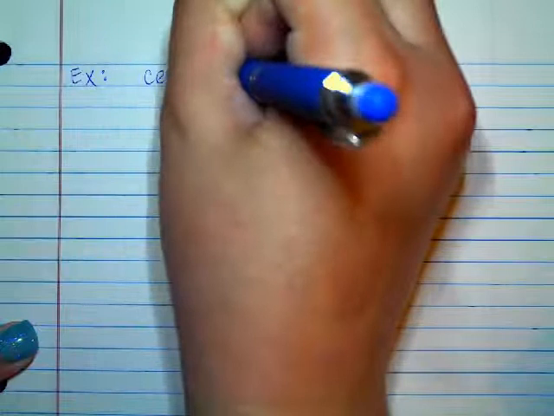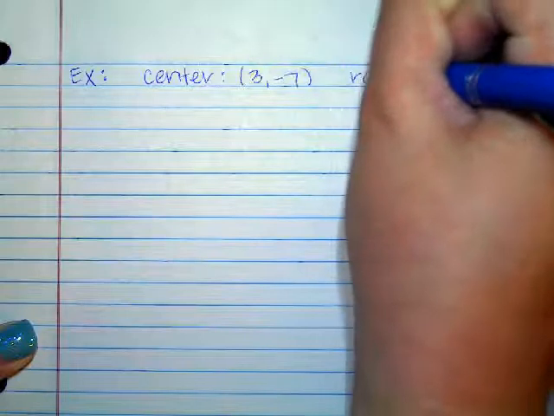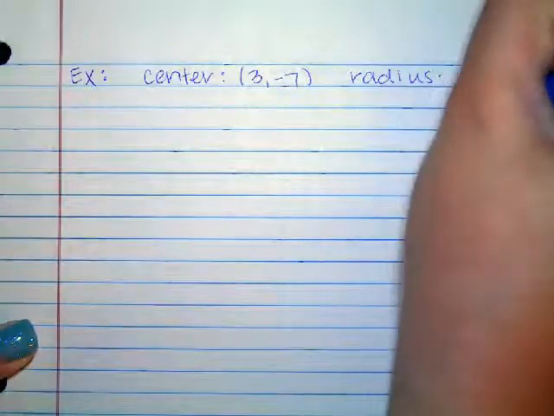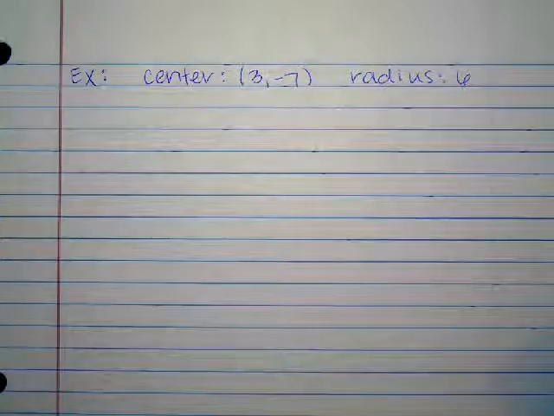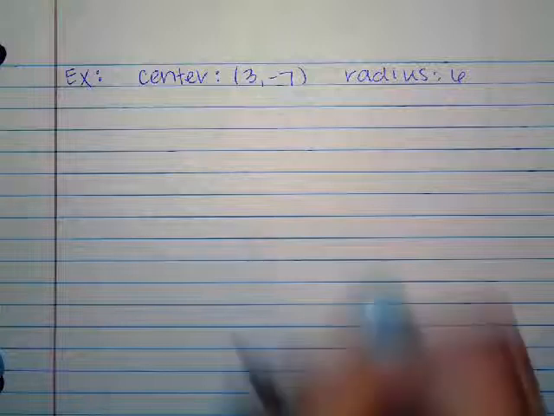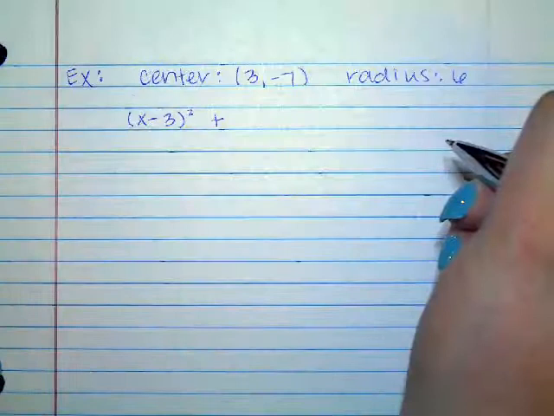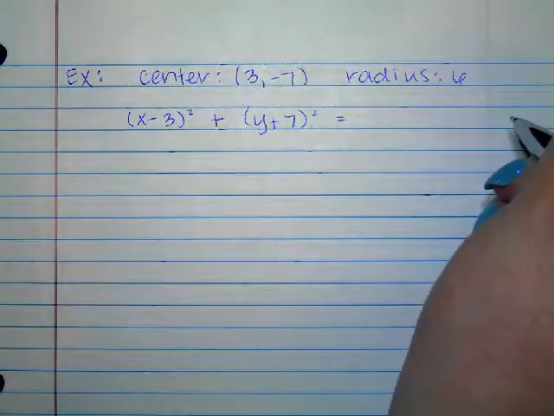Okay. All right, so we had a center of 3, -7, and a radius of 6. How would I write the equation of the circle? X minus 3 squared plus y plus 7 squared equals.